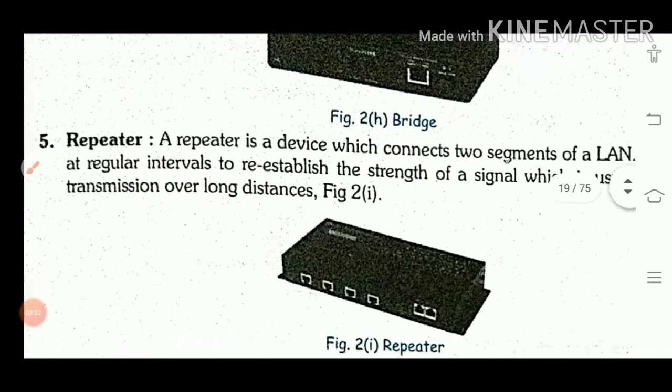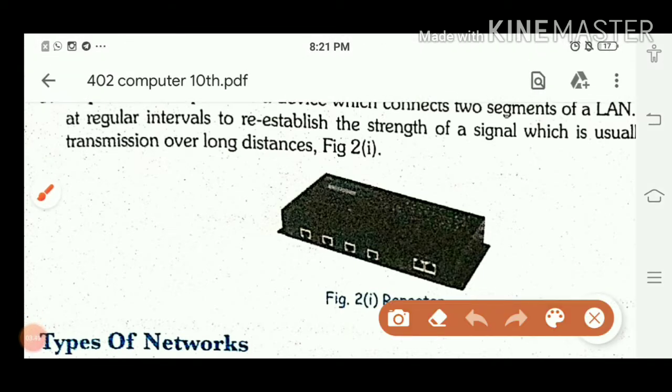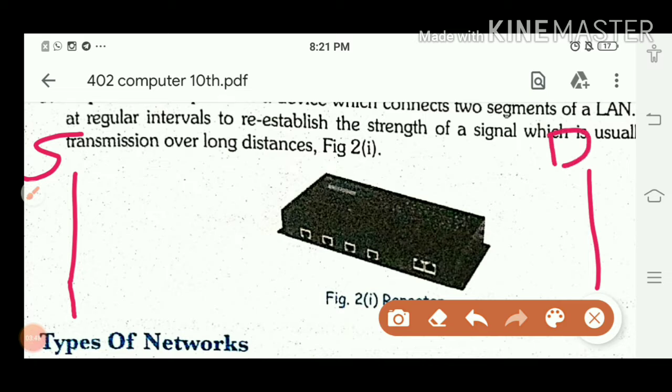Okay, next one is repeater. Repeater's function is to give strength to the signal. Yesterday also I told you that suppose this one is your cross country race, this one is the source from where the children are going, and this one is the destination where they have to go. So many signals. Now these are the signals, they are not the students. Signals start moving from sender, from source to destination.